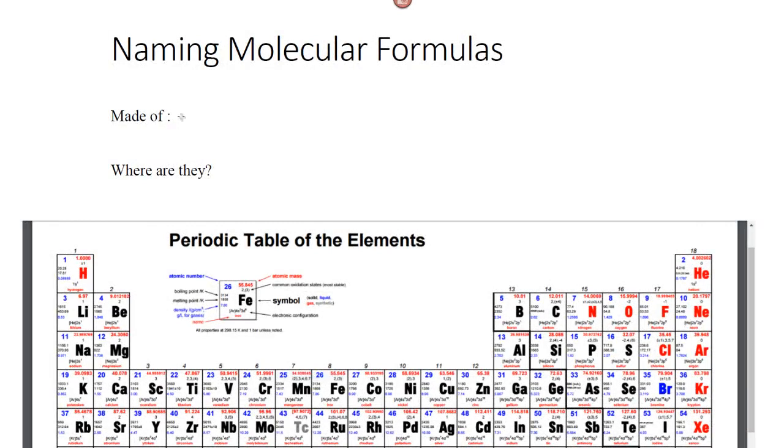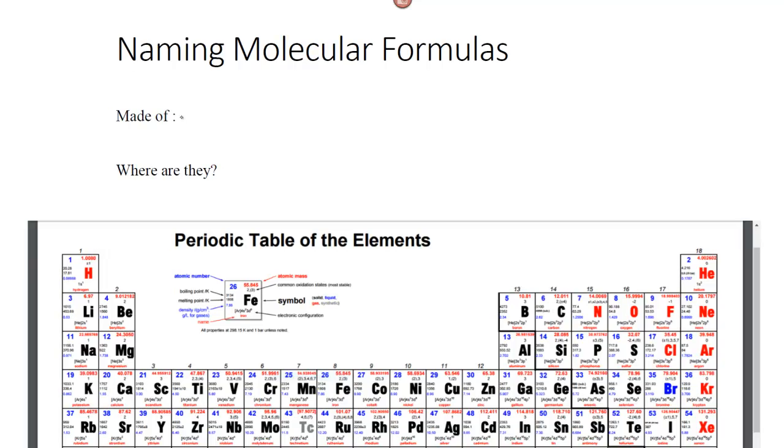Okay, everyone, today we are going to be talking about naming molecular formulas. First off, we need to know what they're made of, right? Molecular formulas are nonmetals bonding with nonmetals, right? So unlike ionic compounds that are a metal and a nonmetal, these ones are nonmetals bonding with nonmetals.